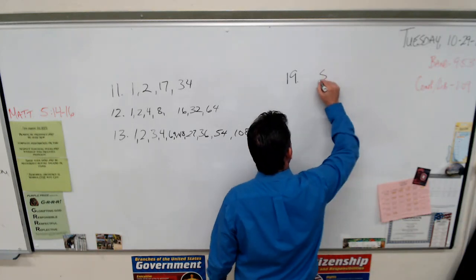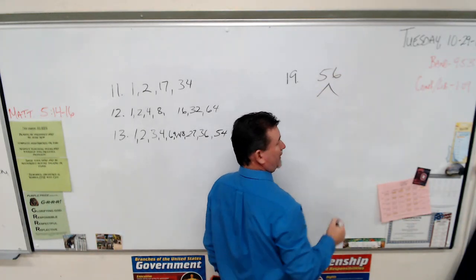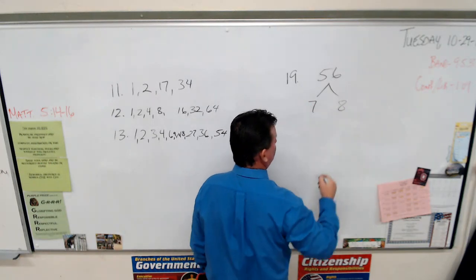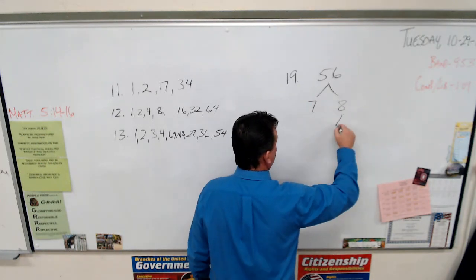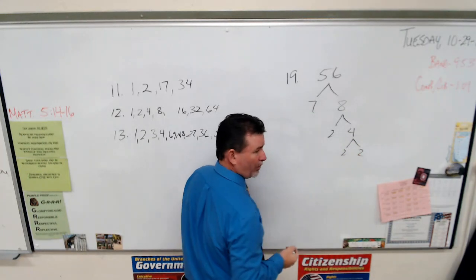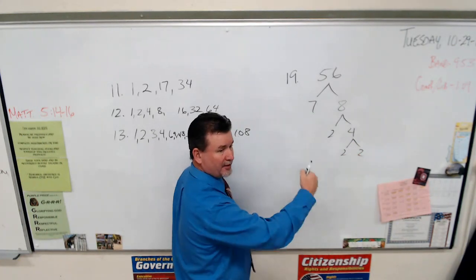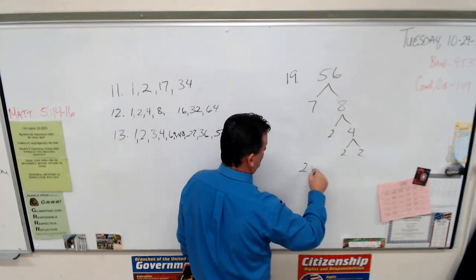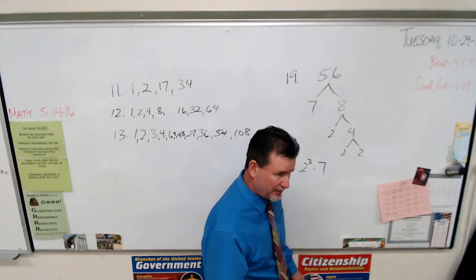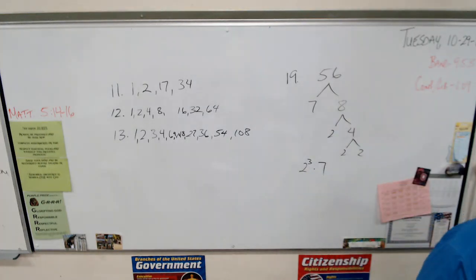56. I know from my math facts that 7 times 8 gives me 56, and 2 times 4 gives me 8. So what is 56's prime factorization? 2 to the power of 3 times 7. That was number 19. Number 22.